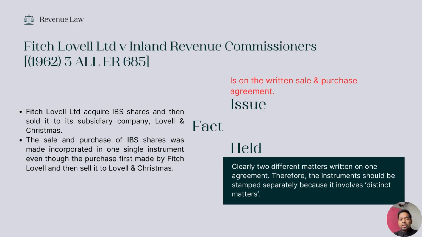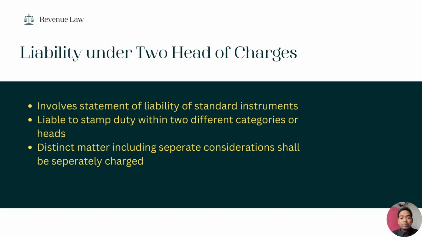So it was held that clearly two different matters were written on one agreement. Therefore, the instrument should be stamped separately because it involves distinct matters. So the next principle is the liability under two heads of charges. This principle involves a statement of liability of a standard instrument that is liable to stamp duty within two different categories or heads. So if the distinct matter included separate consideration, it shall be separately charged.